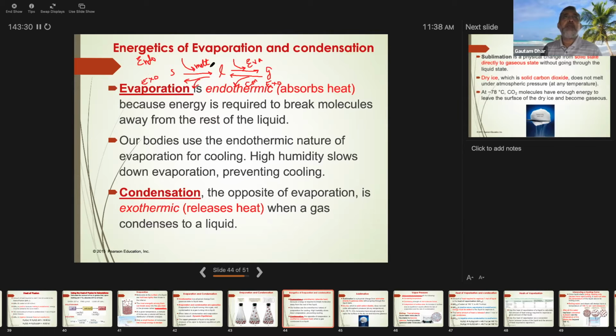So when you look at melting and evaporation, they are endothermic, while condensation and liquid to solid, which is freezing, are exothermic processes because heat is given out from the system.